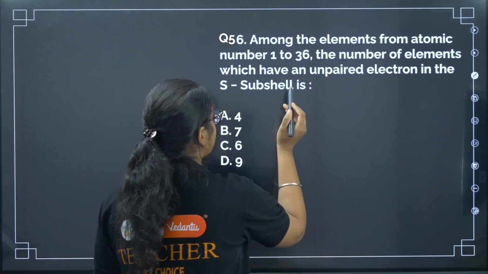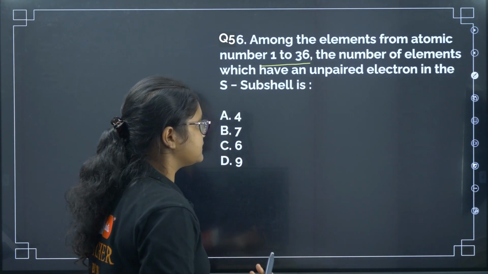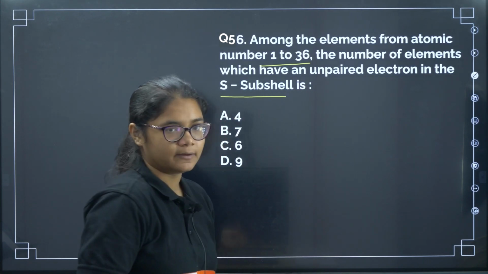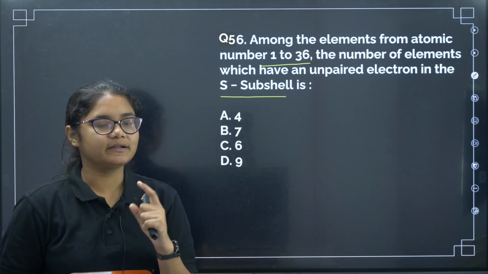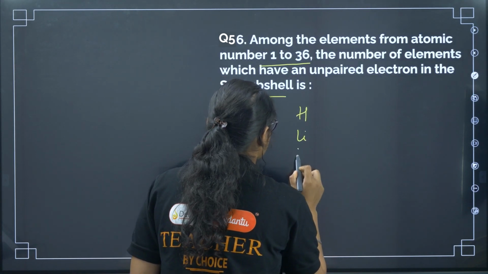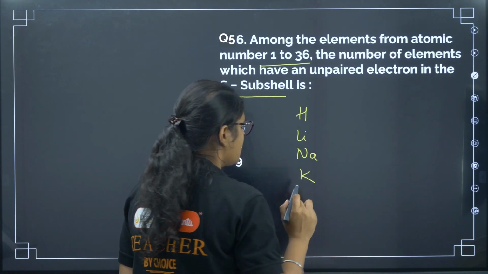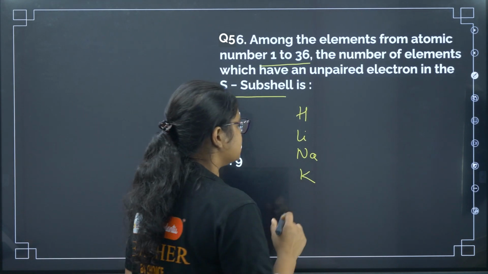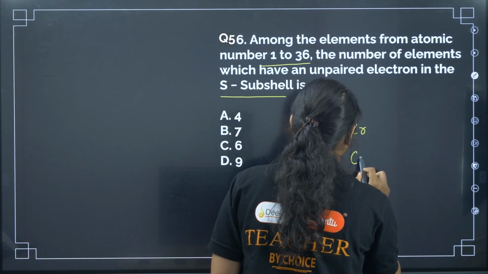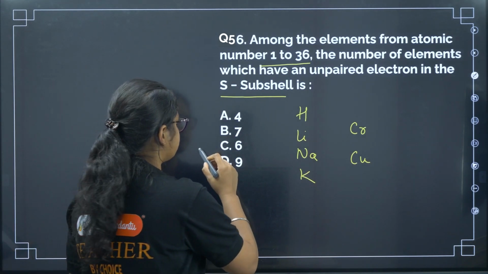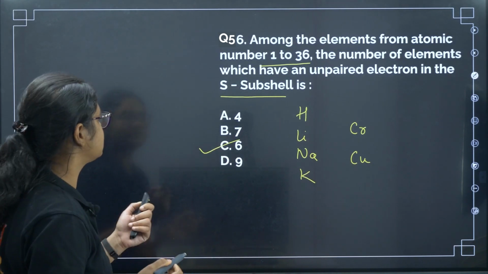Among the elements from atomic number 1 to 36, the number of elements which have an unpaired electron in the s subshell. So if you see, all the group 1 elements are having one unpaired electron. So we have hydrogen, lithium, sodium and potassium. Now after this we have 2 elements from the d transition series, that is your chromium and copper, which have 1 electron in their s orbital. So the correct answer for this question is option number C, that is 6.